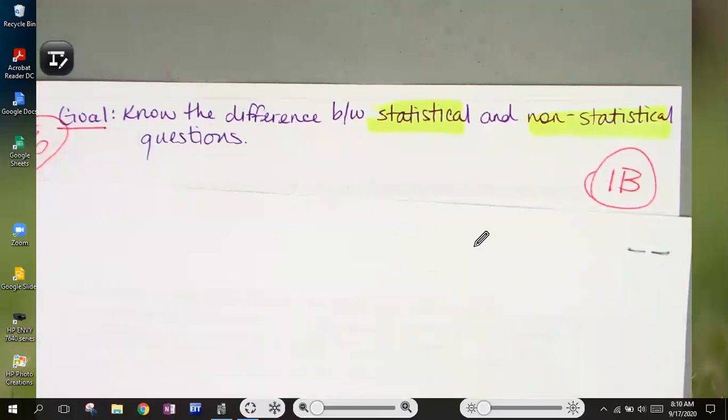Okay, so I want you to say those vocabulary words with me because I'm going to be using them a lot, and it's hard to really use the word and know what it's talking about if you don't know how to pronounce it. So that word comes from the word statistics. The word is statistical. Say that. Statistical. And the other one is non-statistical.